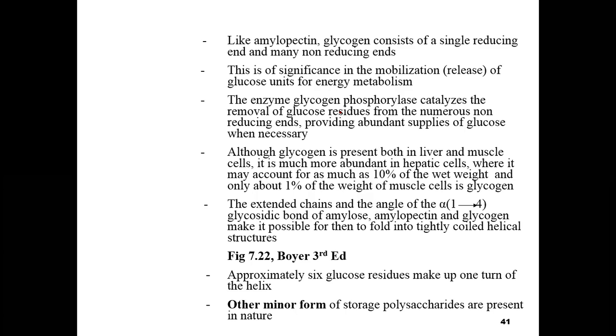Although glycogen is present both in liver and muscle cells, it is much more abundant in the hepatic cells, where it may account for as much as 10% of the weight, and only about 1% of the weight of the muscle cells.